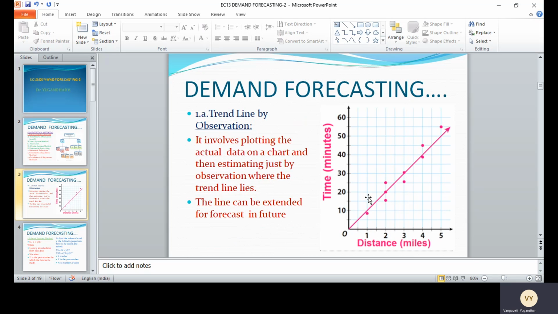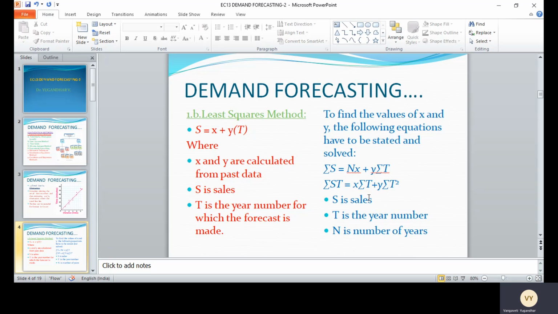First one is trend line by observation. That means just by observing the trend, the demand is forecast. It involves plotting the actual data. So the actual data of the previous years is used to put the dots on the chart, and based upon those dots, the trend line is drawn, and that is further extended to forecast the demand for the future period. That is about the trend line by observation.